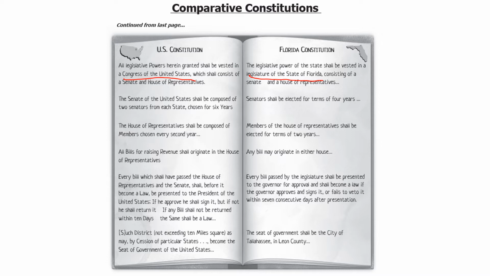Such district, not exceeding 10 miles square, as may, by cession of particular states, become the seat of government of the United States. Compared to the Florida Constitution, the seat of government shall be the city of Tallahassee in Leon County.